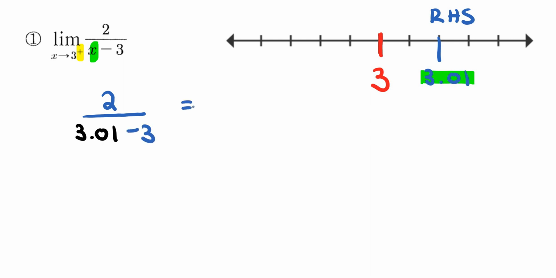And then what we're doing now is we're just seeing if the numbers are positive or negative, right? So the numerator is positive, and the denominator is also going to be positive. So positive over positive is positive infinity. So when we're approaching the vertical asymptote, we're going straight to positive infinity.